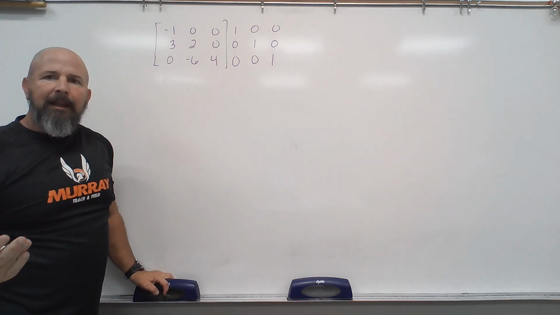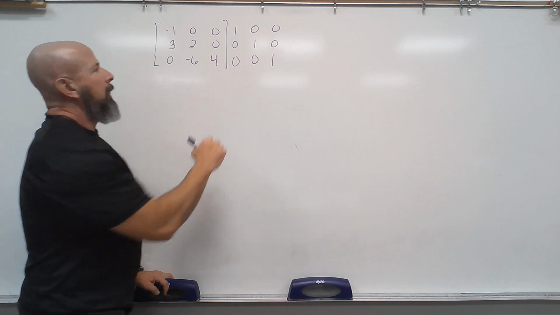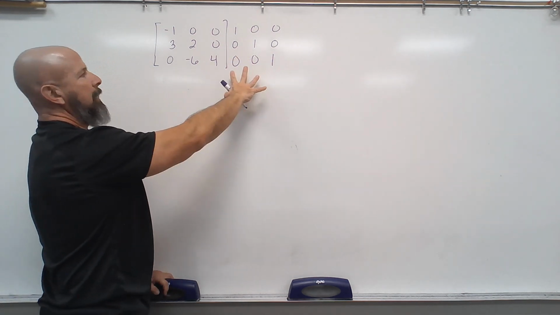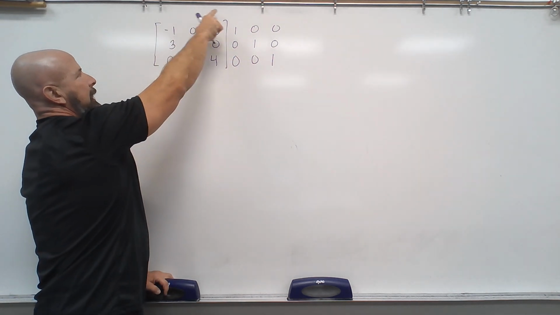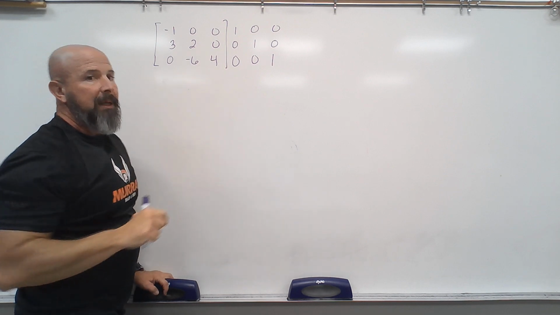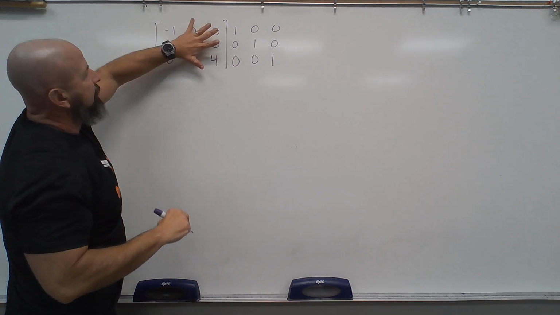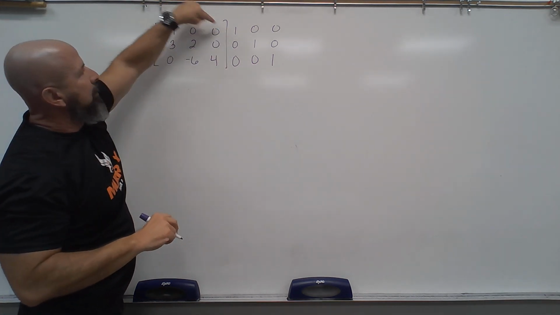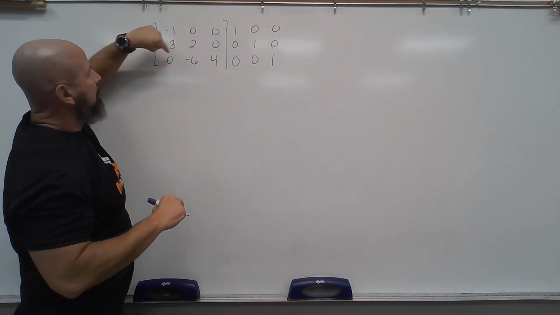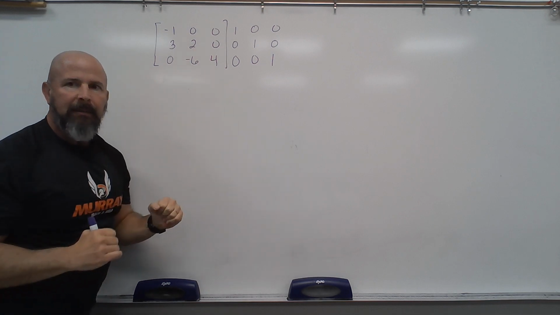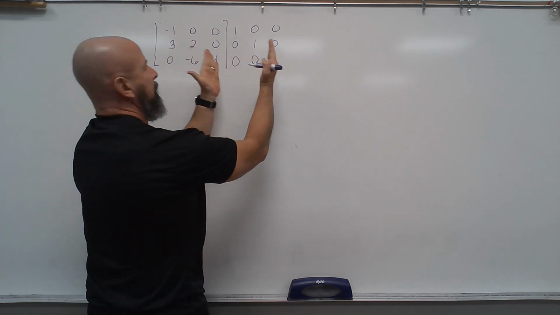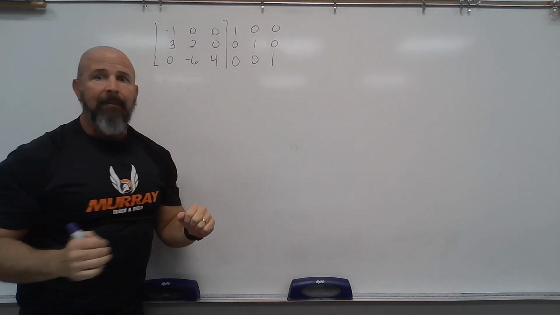And so to create the inverse, what I want to do is get this part on the left to be the identity matrix. So instead of these numbers, I want the 1, 0, 0, 0, 1, 0, 0, 0, 1 on this left side. And then whatever I'm left with over here would be that inverse.